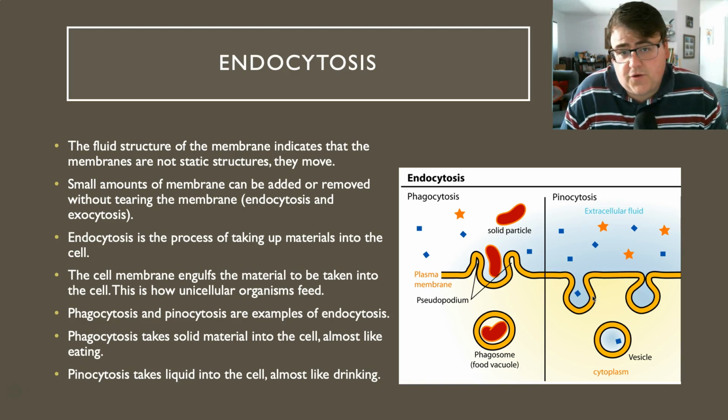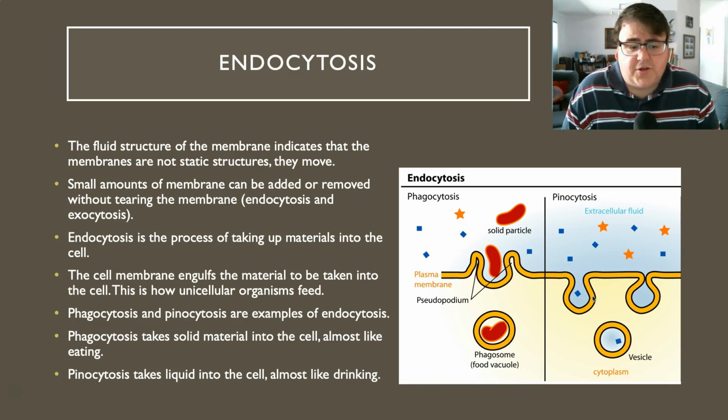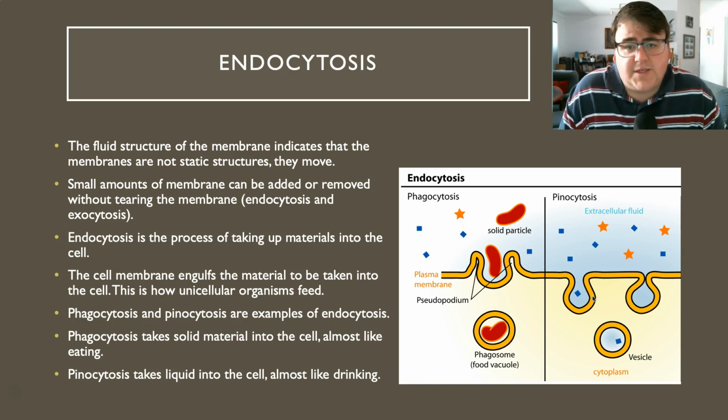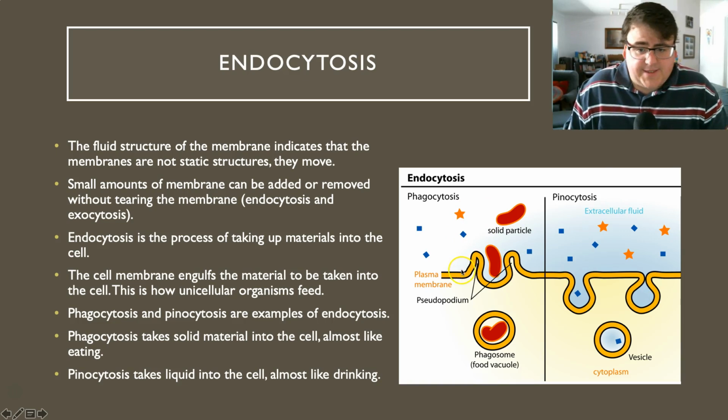Focusing on endocytosis first, endocytosis is a process where we're moving molecules into the cell. So endocytosis, into cell. The cell membrane starts by engulfing the material to be taken into the cell, and that's very similar to how unicellular organisms actually feed. Two types of endocytosis are phagocytosis and pinocytosis. Phagocytosis is almost like a cell eating, so it's taking in solid materials, whereas pinocytosis is like the cell drinking, where it's taking in fluids. Both of them are very different processes.